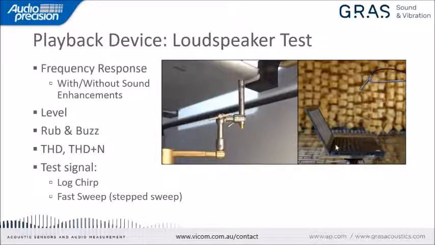using different test signals. We can also measure rub and buzz. In the case of the APx, we can measure rub and buzz in many different ways, and you can visit our YouTube channel or our website to check all the different ways you can measure rub and buzz. THD or THD plus noise is a very valuable parameter as well. And as a test signal, we will typically use a logarithmic sine sweep, which in the AP we call chirp, or we can use a fast sweep that is basically a step sine sweep.